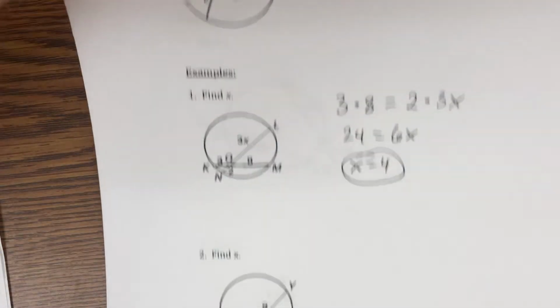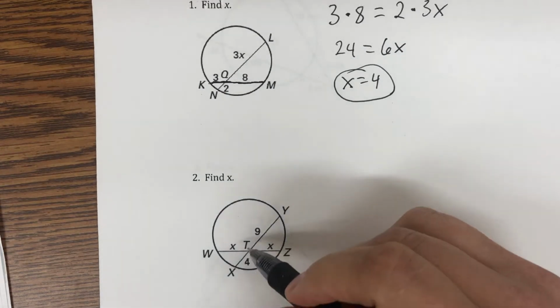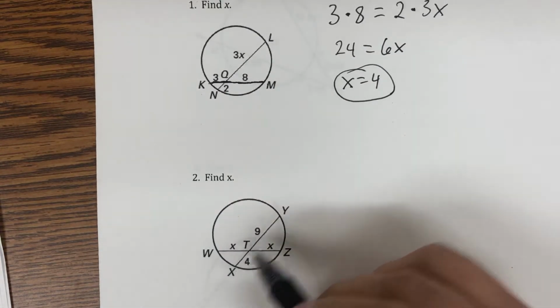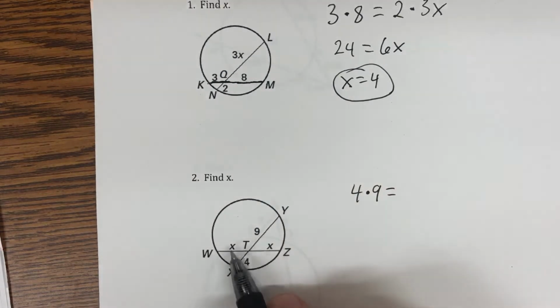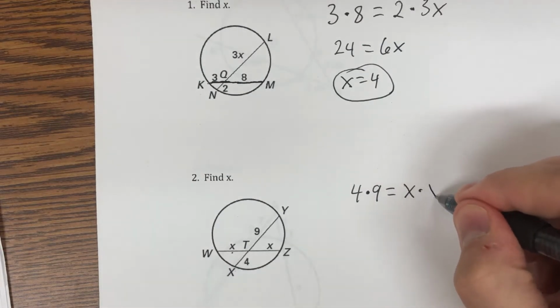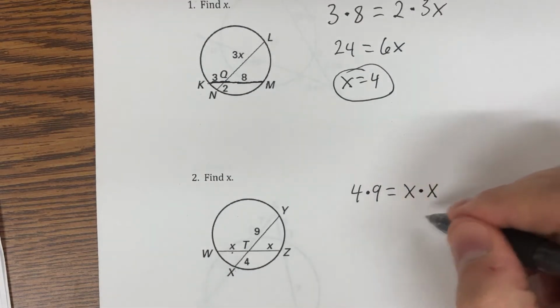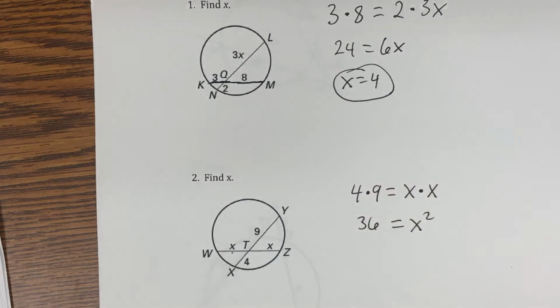Okay, next one. Same process, parts of the chords inside. So I'm going to look at the first one, x to y, so that's 4 times 9, and equal to the other one, x times x. Keep in mind, x times x is not 2x. X times x is x squared, equals 36.